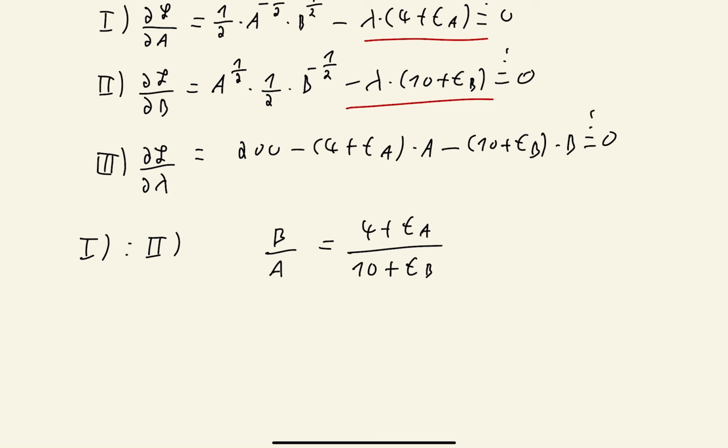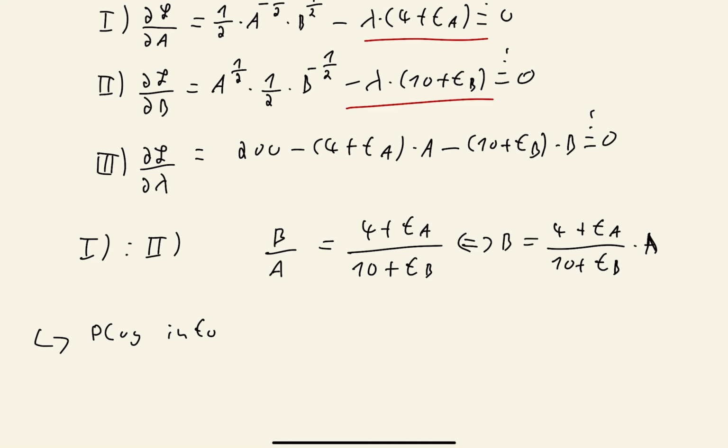Okay, so this is the new optimal ratio of consumption if we have taxes given by tA and tB. And if we rearrange this, we get the optimal amount of bananas depending on the amount of apples that we're consuming, just by rearranging this term. Okay, now the procedure is again the same as before. So we plug this into equation number 3.